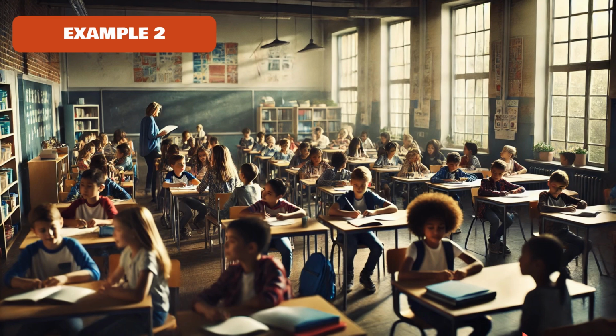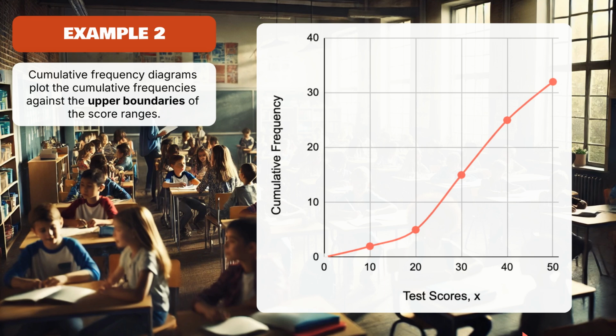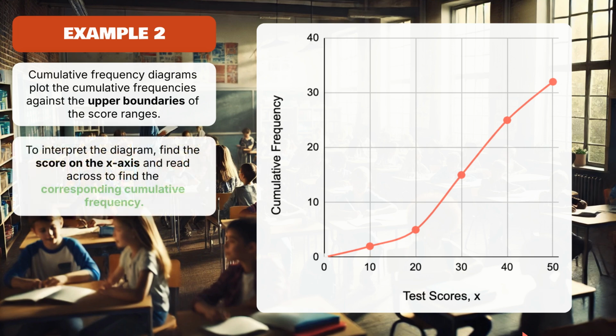Example 2. Using a cumulative frequency diagram. Refer to the cumulative frequency diagram provided. This diagram plots the cumulative frequencies against the upper boundaries of the score ranges. To interpret this diagram, find the point on the graph corresponding to a score of 30. The cumulative frequency at this point is 15, meaning 15 students scored 30 marks or less.